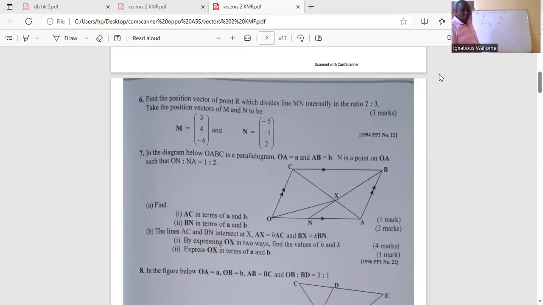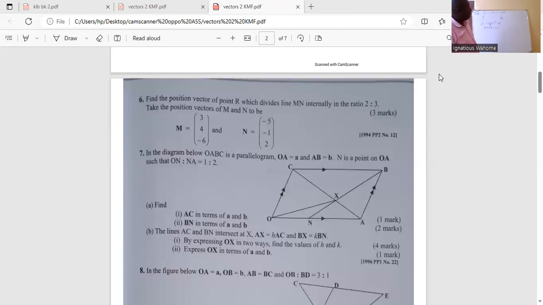Then N is a point on OA such that ON is to NA equals 1:2. So N is there. That's N. This is 1, this is 2.